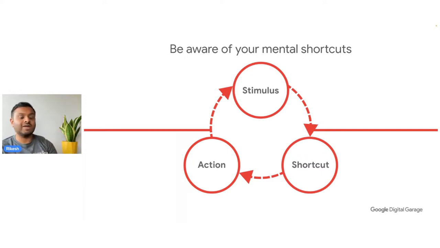You then have that shortcut loop. Your brain thinks, right, I've done this before, so this is what you need to do. This is the process: getting ready and then heading out the door, having breakfast in between. And that causes the action of doing all of these steps going forward. And this is something known as heuristic thinking.